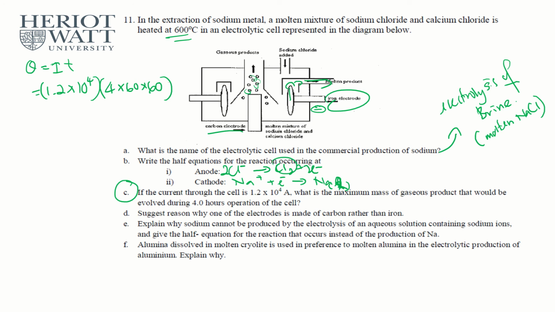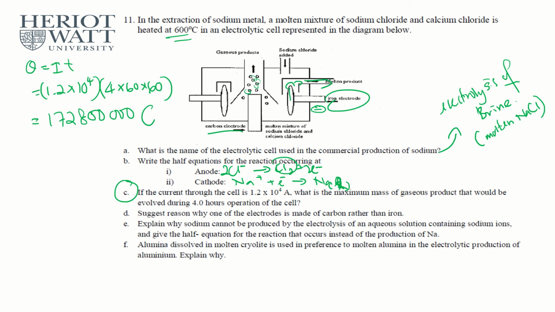Times 1.2 × 10^4. Wow, huge. Big value. 1728, okay, 50. Okay, that's the charge. I mean, it's quite normal in an industrial process. This is the total charge flowing through the cell.